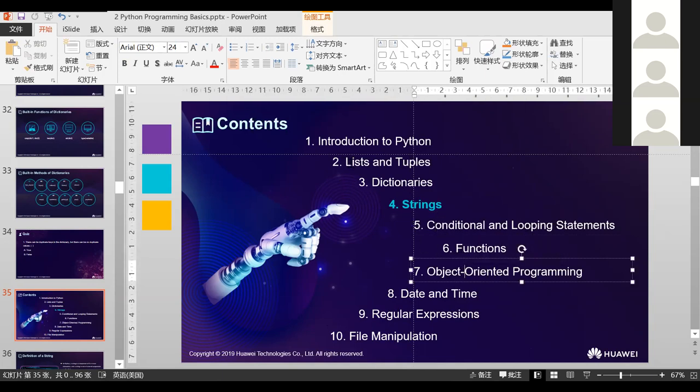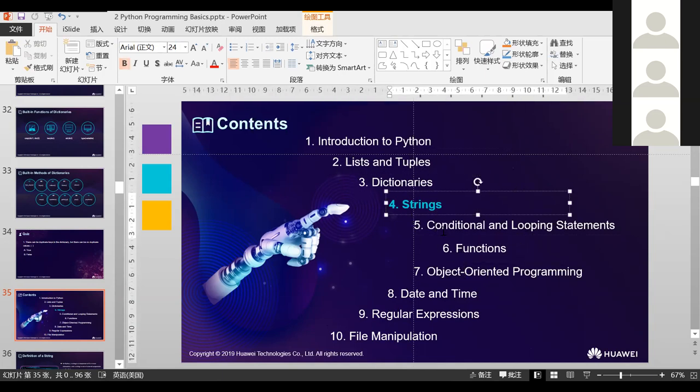1, 2, 3, 4, 5, 6. These six sections are the key points in this Python programming basic chapter. So that's all for today.